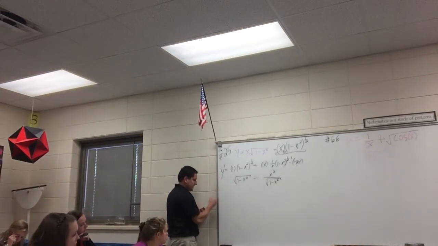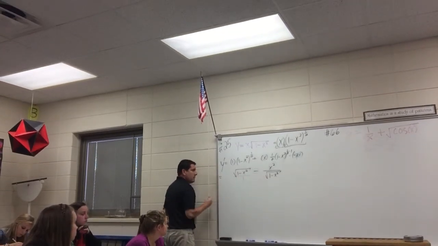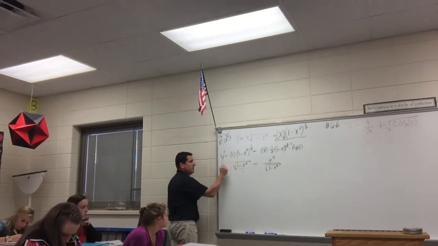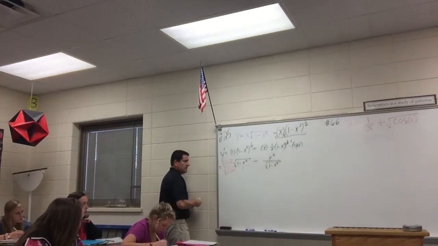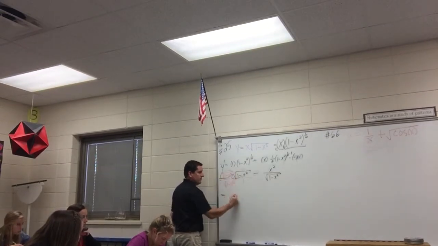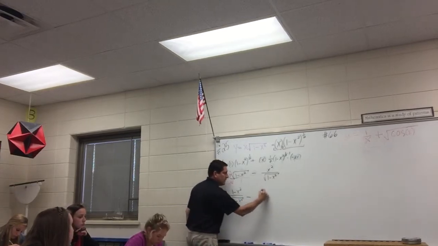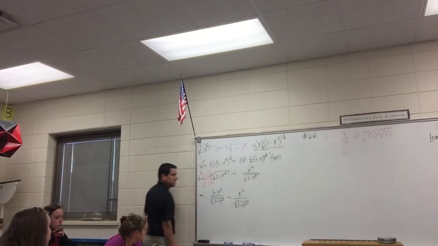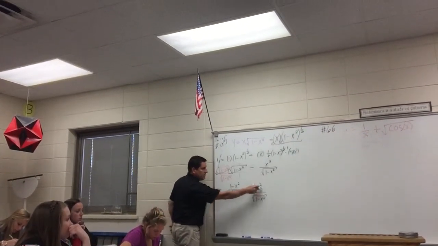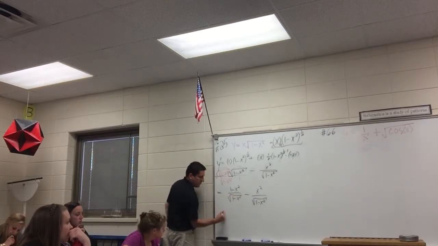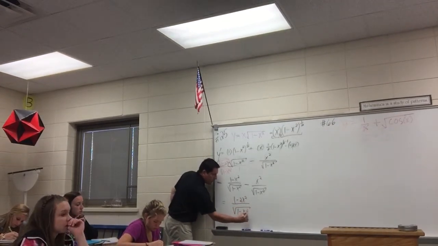So we have a common denominator of 1 minus x squared, which is what we want. So we're going to multiply the top and the bottom by the square root of 1 minus x squared over the square root of 1 minus x squared. Multiply this times this, you get 1 minus x squared over the square root of 1 minus x squared, minus x squared over the square root of 1 minus x squared. And now, anytime we have denominators the same, we can subtract the numerators. So it's 1 minus x squared minus x squared, which is 1 minus 2x squared over the square root of 1 minus x squared.